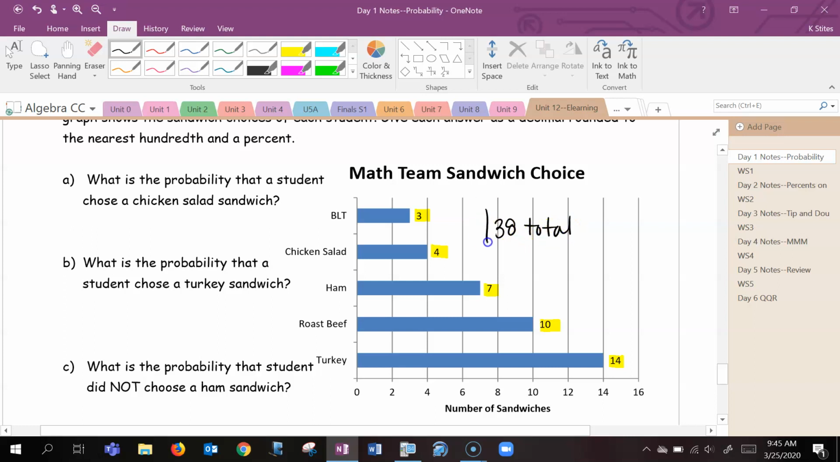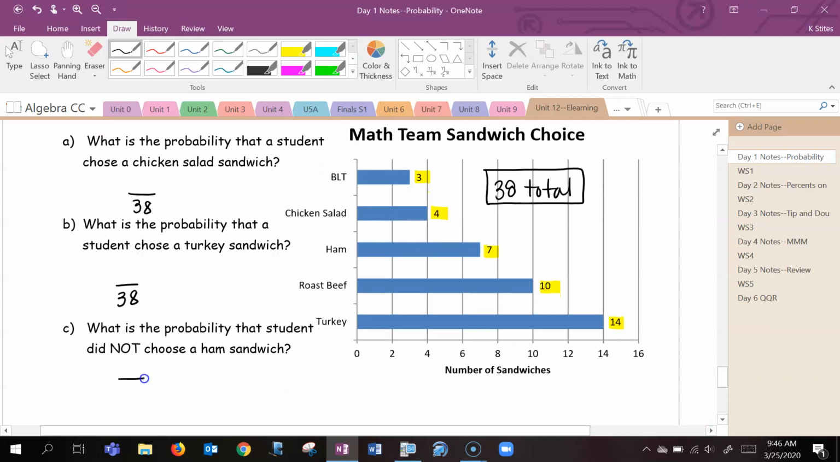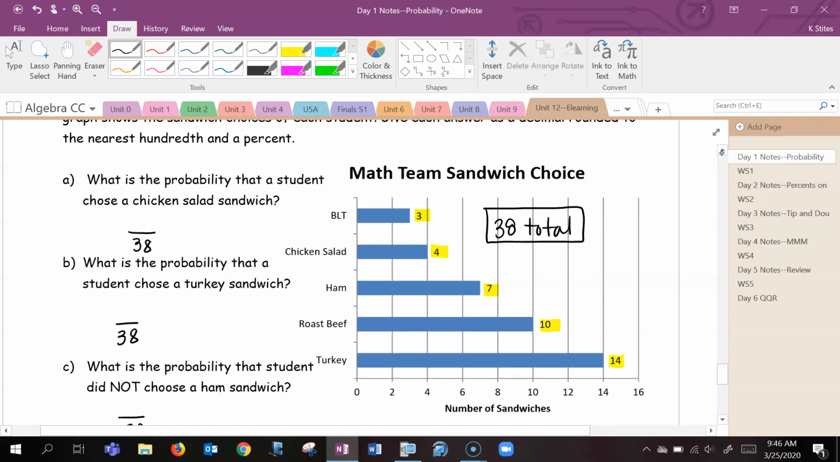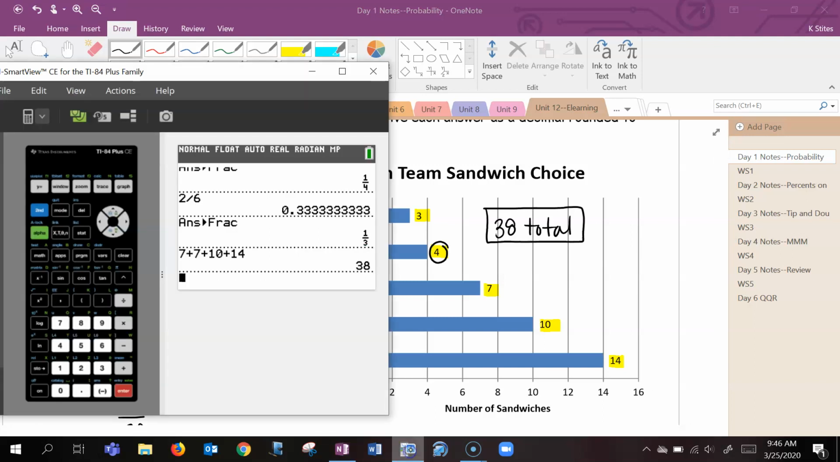Okay, that number will represent our denominator, all right? So we can just put in over 38 for all of these because we have 38 total sandwiches. All right, so now I want to know, what is the probability that a student chose a chicken salad sandwich? I'm going to call that chicken salad. So what we'll do is we'll just find chicken salad, and the total number of chicken salad sandwiches is 4 out of 38, and then we'll type that in because we wanted a decimal.